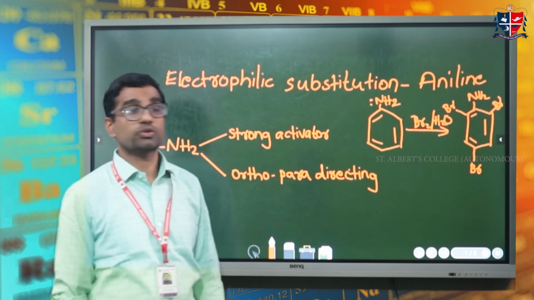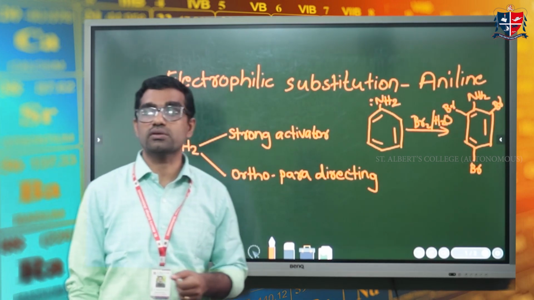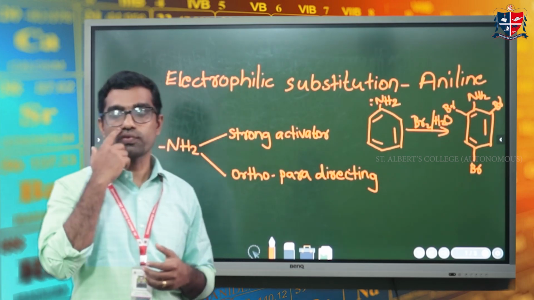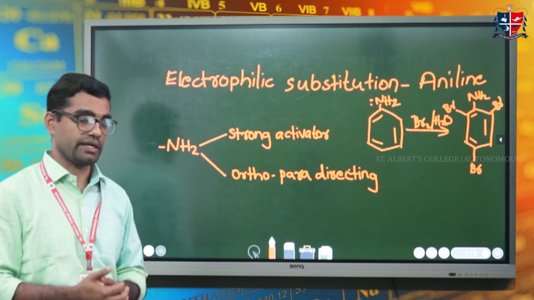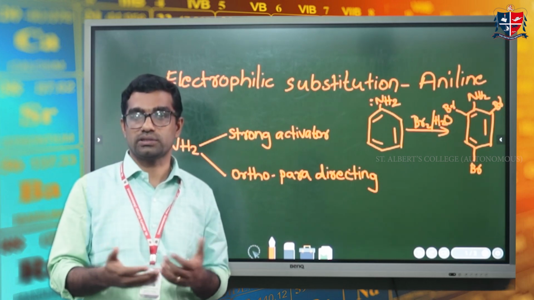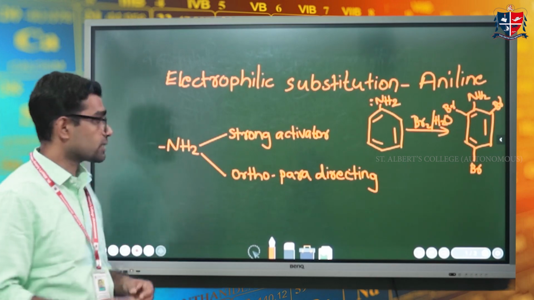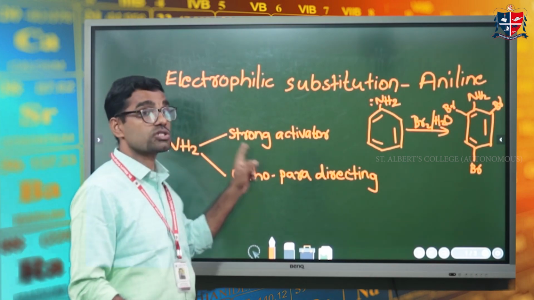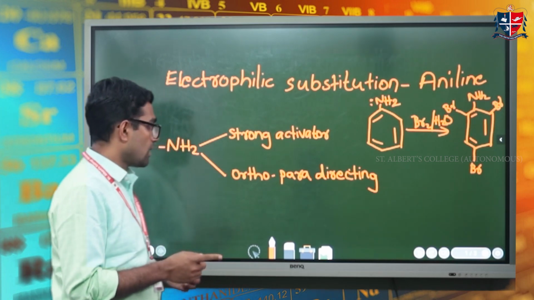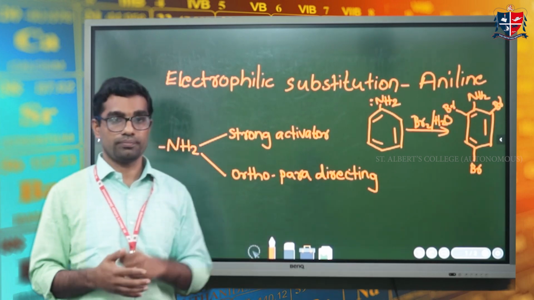Good morning. So today we will discuss electrophilic substitution reactions of aniline. Before we go into them in detail, what is the effect of the amino group in aromatic rings on the electrophilic substitution reaction? We know that an amino group is a strong activating group, and we have also studied that it is an ortho-para directing group.